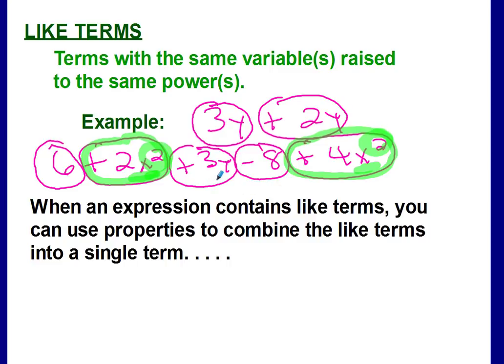Then we have a y. Do we have any other y variables? No, we do not. So this one is a term, but that does not have any like terms. Now let's talk about the constants.